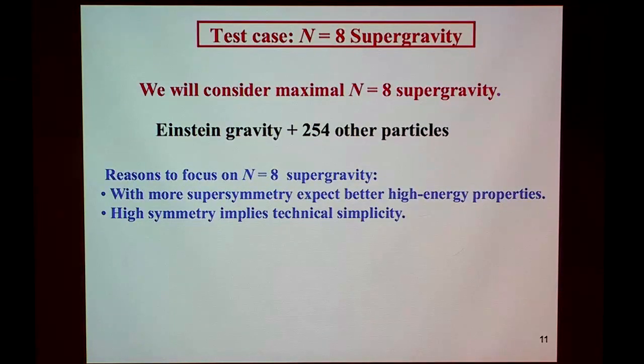And we're going to be looking a lot at this n equals 8 supergravity. So that's Einstein gravity plus 254 other particles. And the reason to focus on n equals 8 supergravity is because the more supersymmetry you have, the better the non-renormalizability problem will be. So it's a good theory to be looking at if you're interested in understanding how it behaves at high energies. And the other reason is when you have a lot of symmetry, then usually the problems become simpler.